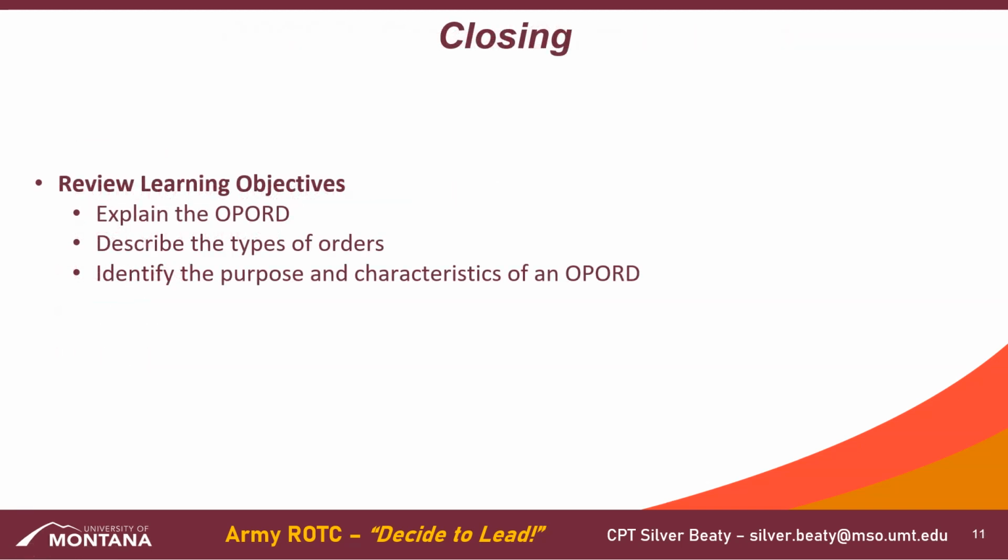And that's it. That is OPORD 1 in a nutshell. Very quick, to the point. Explain the OPORD, what it is. We described the 3 types of op orders. You've got your WARNO, your OPORD, your FRAGO, and then we just went through the purpose, the why of an op order, and the characteristics, what we want to see when it's written out.